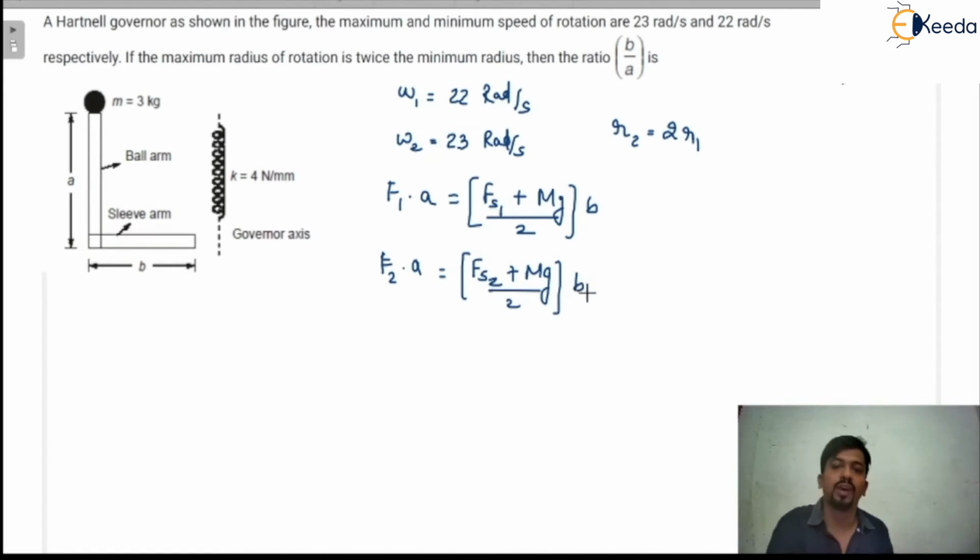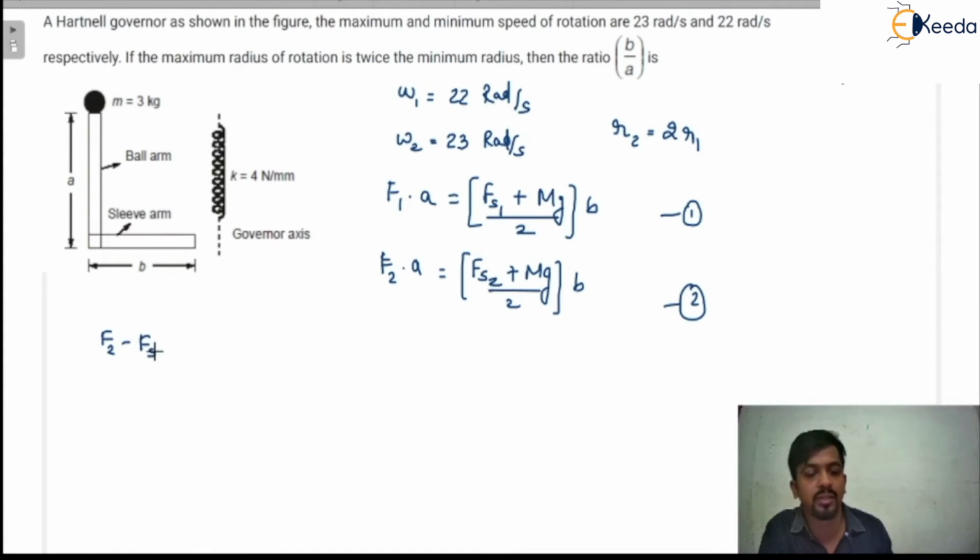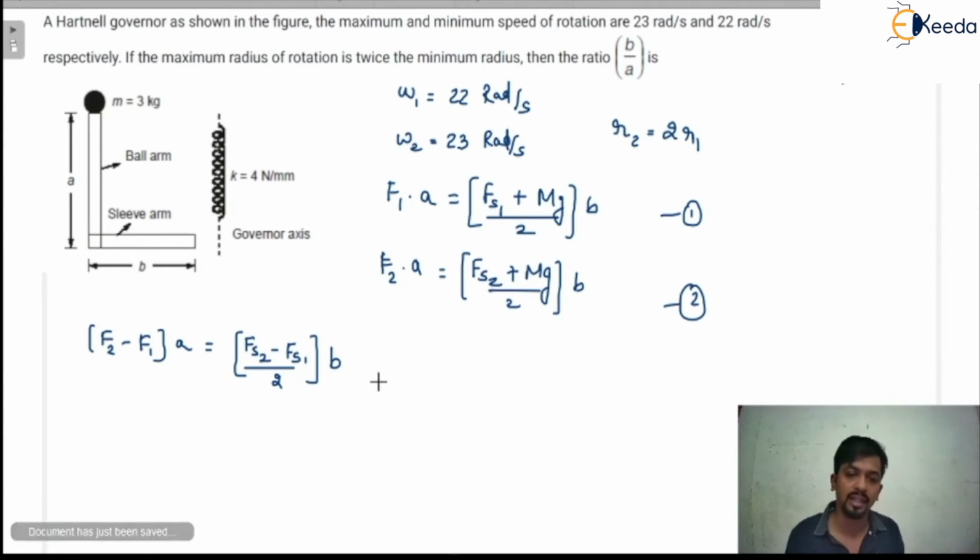We need to find out the ratio B upon A, and we do not have the value of the spring forces, so we just have to subtract. This is equation number 1 and this is equation number 2. We have seen this direct relation also in the derivation: F2 minus F1 multiply A is equal to Fs2 minus Fs1 upon 2 multiply B.